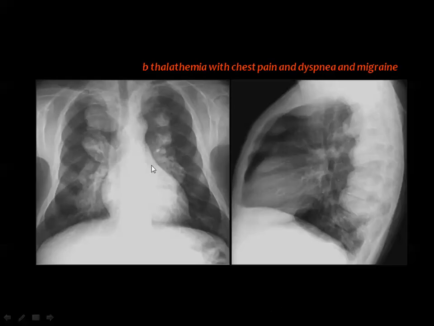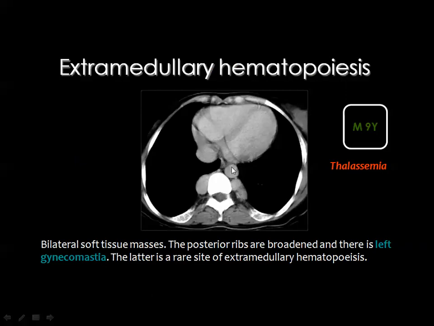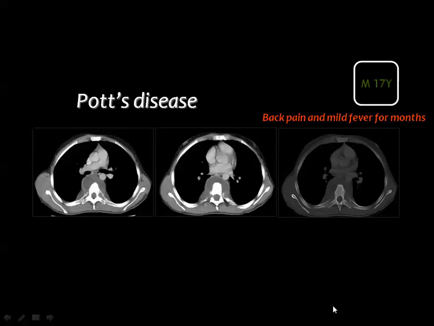In this chest X-ray, you see multiple masses on both sides of the vertebrae. In the lateral view, the masses are projected posteriorly. Some of the lesions are seen anteriorly. And in the CT scan, you see the evidence of bone marrow hyperplasia with expansion of the ribs and bilateral posterior mediastinal soft tissue masses. This patient with thalassemia shows evidence of bone marrow hyperplasia with expansion of the ribs and posterior mediastinal masses representing extramedullary hematopoiesis.